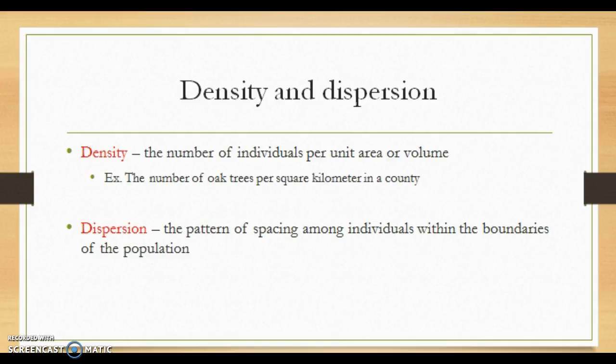Now our two words of focus for the next few slides here are going to be density and dispersion. Density would refer to how many individuals of a species are living in a defined area. For example, how many students are in my classroom? That would be the density of my classroom. That would be a defined area. Another example would be number of oak trees per square kilometer in any county. Dispersion would be the spacing between individuals. Are the individuals clumped together? Are they spaced out evenly? What's the dispersion?